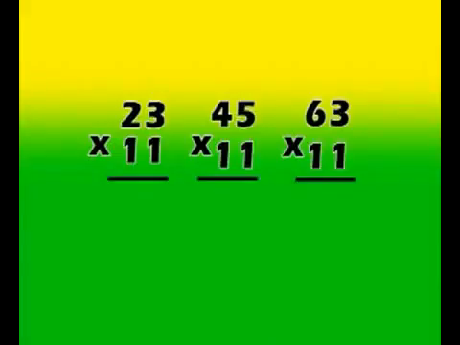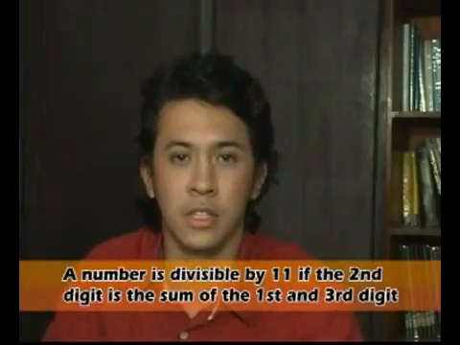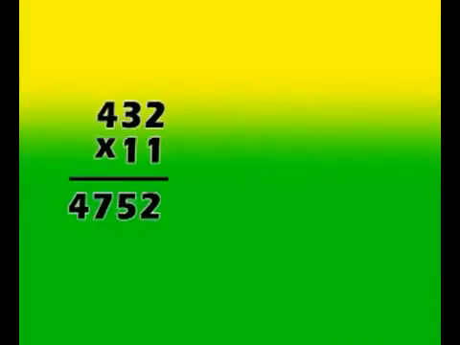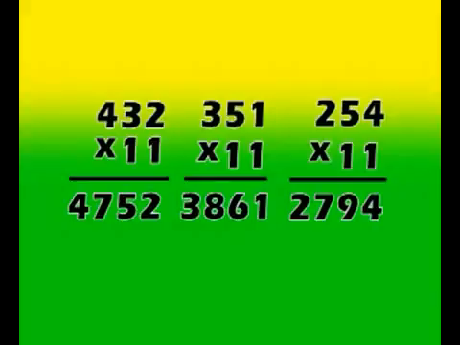11 is a special case. Take any 2-digit number and multiply it by 11. What do you notice about the middle digit of the resulting answer, especially when you compare it to the first and third digit? The middle digit is the sum of the first and third digits. Exactly. Now, what do you notice when you multiply a 3-digit number by 11?